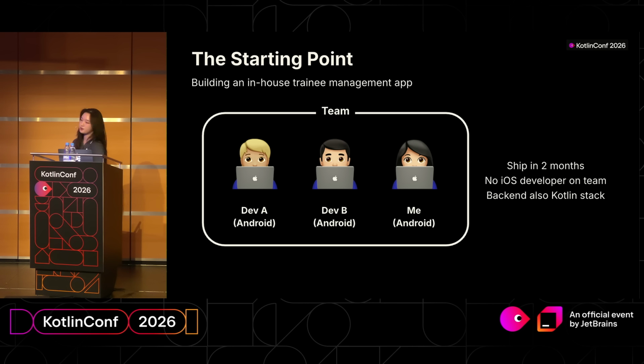So here's where we all started. Delivery Hero brand cares about the internal tech course to train and hire new developers, and we needed an app to manage those trainees, both Android and iOS. And the team? There were 3 Android developers. We had to ship in 2 months, no iOS developer, and our backend developer also writes Kotlin. At that point, the universe was basically holding up a sign that said, just use KMP. So yeah, we didn't really choose Compose Multiplatform, it chose us.